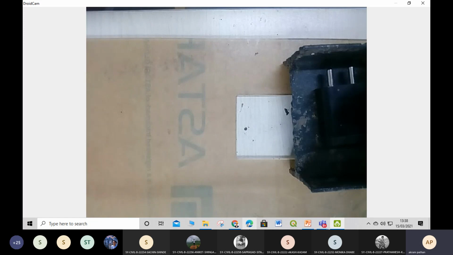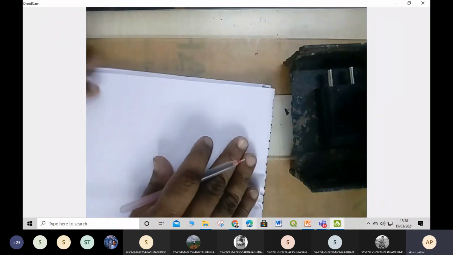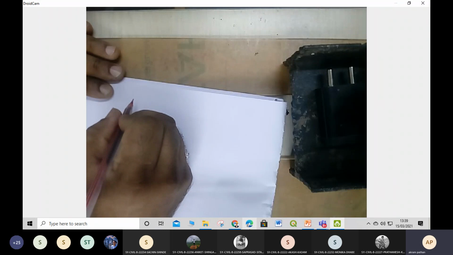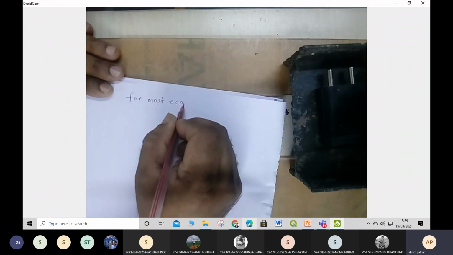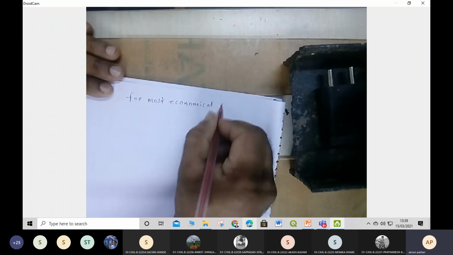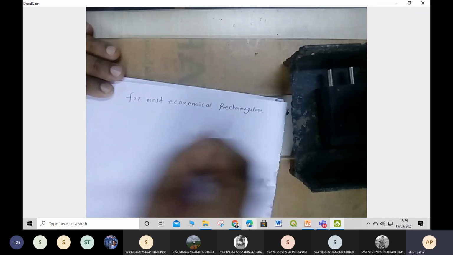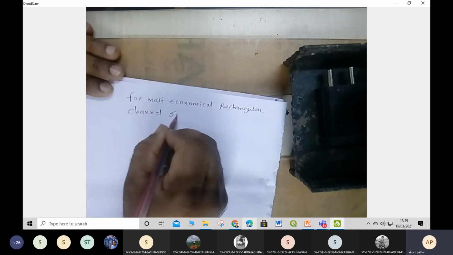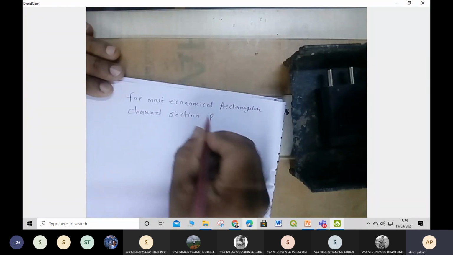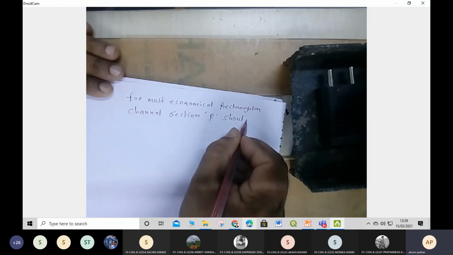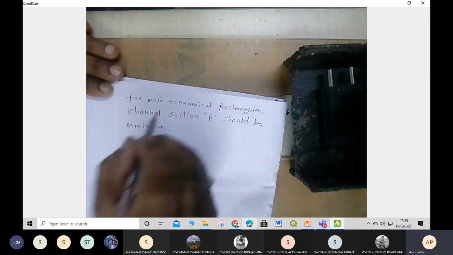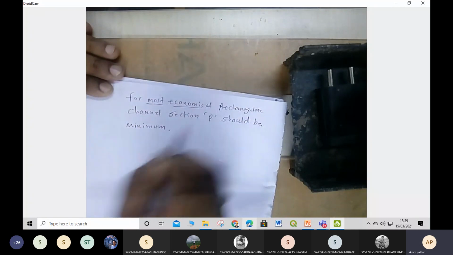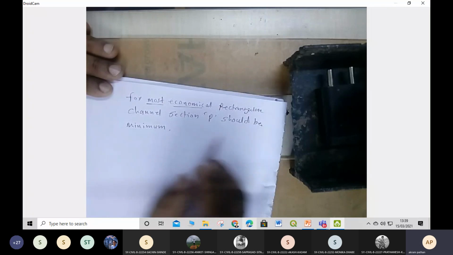Now the next thing I am going to write, as far as this derivation is concerned: for the most economical rectangular channel section, the perimeter P should be minimum.